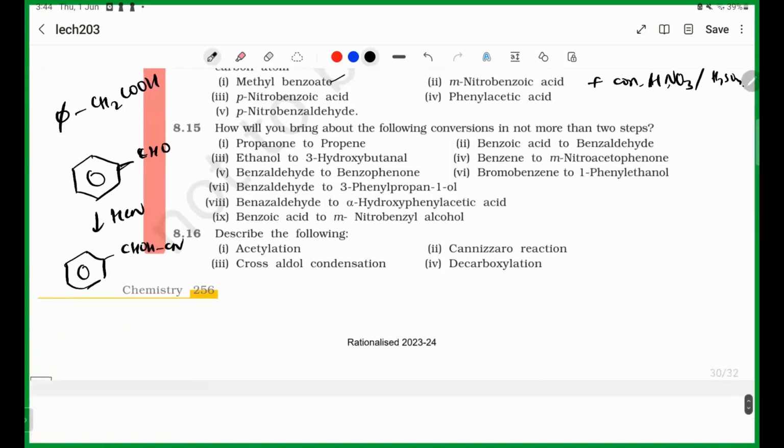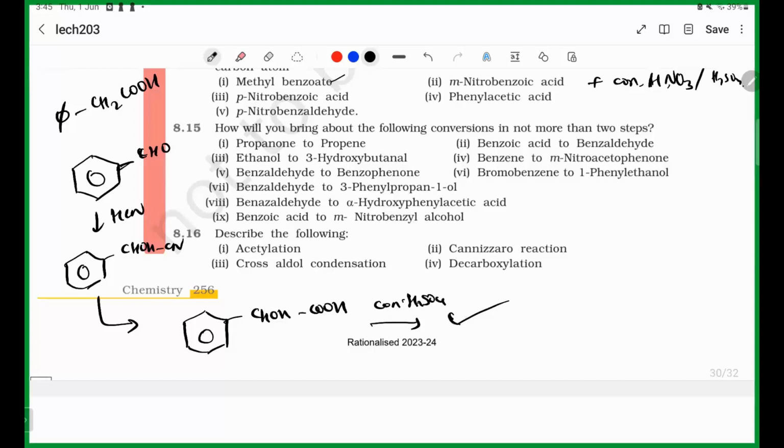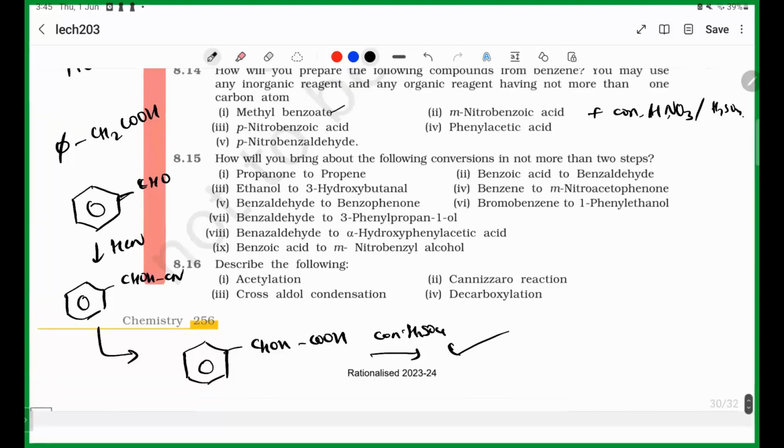C6H5CH(OH)CN, right? Now we know that on hydrolysis this will give you C6H5CH(OH)COOH. And now you can just do dehydration with conc. H2SO4. That'll give you the product, because conc. H2SO4 will simply dehydrate the alcohol, and you will be left with phenylacetic acid.